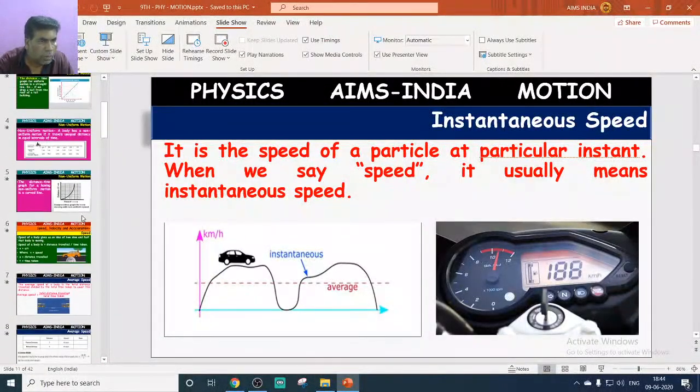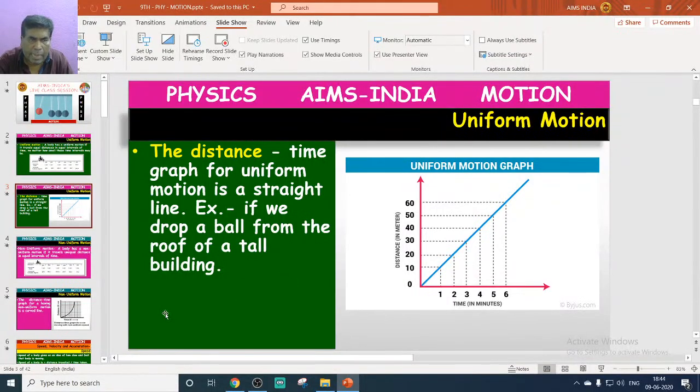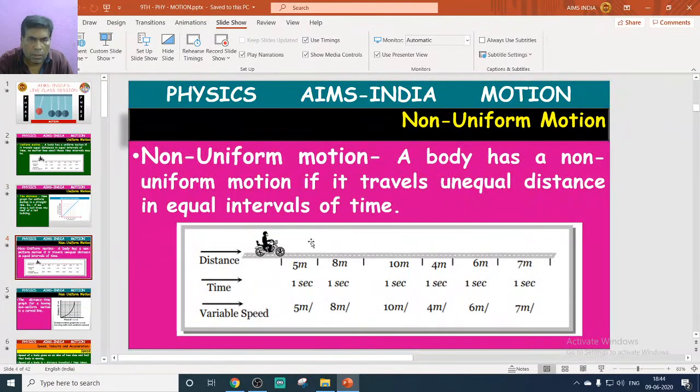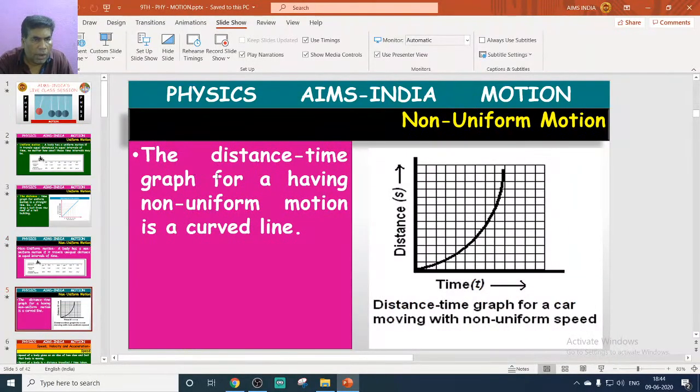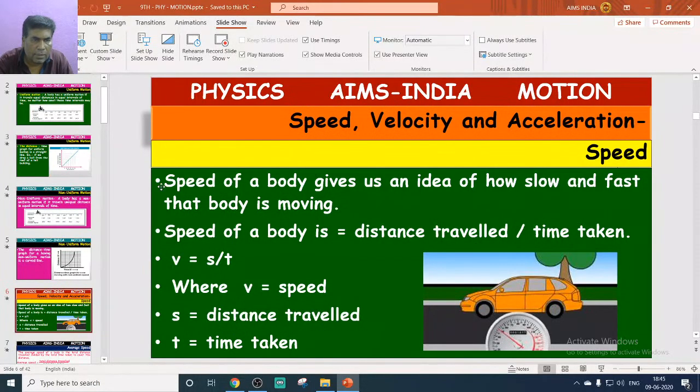So today we have learned about uniform motion. This distance-time graph will show uniform motion. Non-uniform motion means covering unequal distances in equal intervals of time. Non-uniform motion will be represented by a curved line. Next, speed, velocity, acceleration. Here speed will tell how fast or how slow we are going. Speed formula: distance by time.